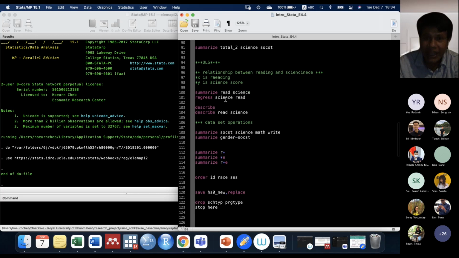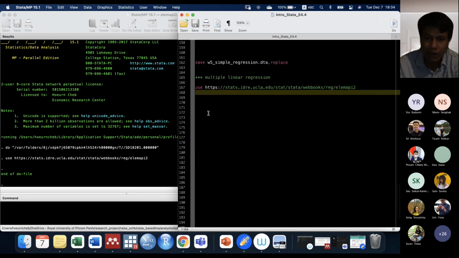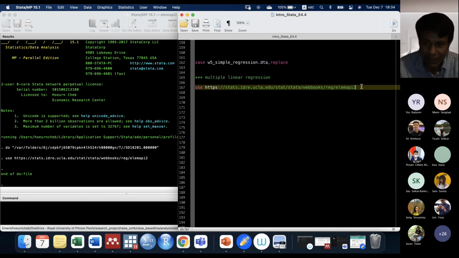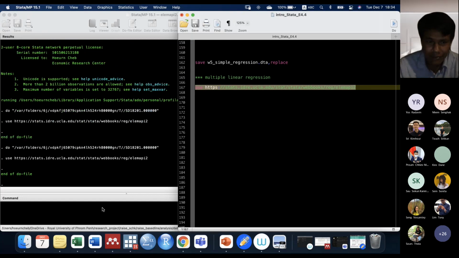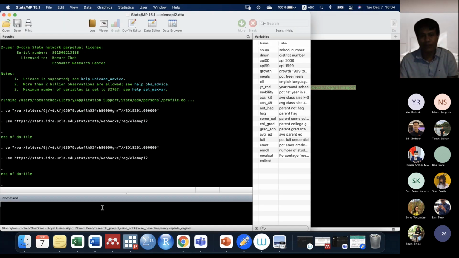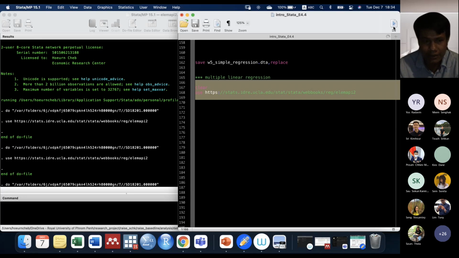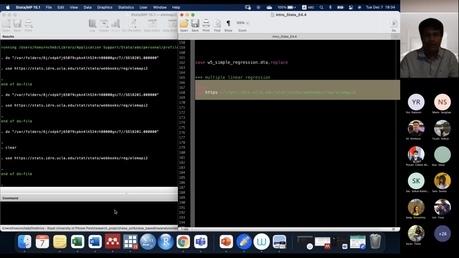In fact, if you just put your cursor on the do file and run, it will run the whole do file. Don't do that. Only run what you want to run. Select it, click run. Then we start with no database. If you already have an existing database in your data, you can clear first and then use the data. Then you load the data.